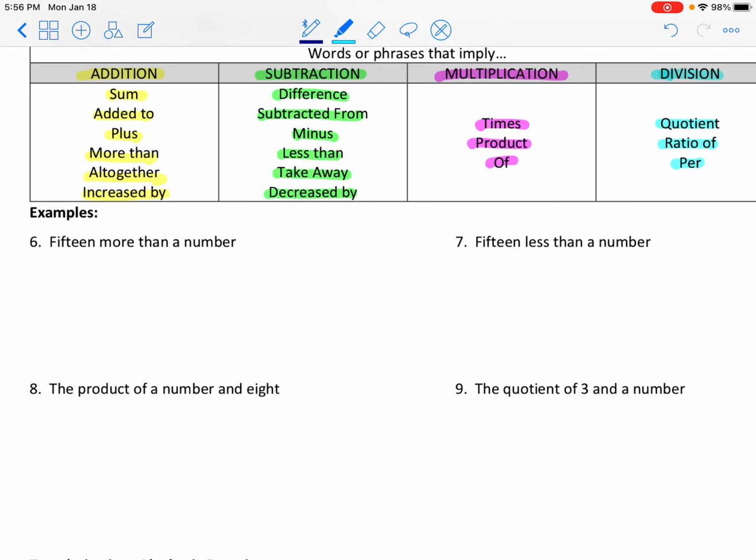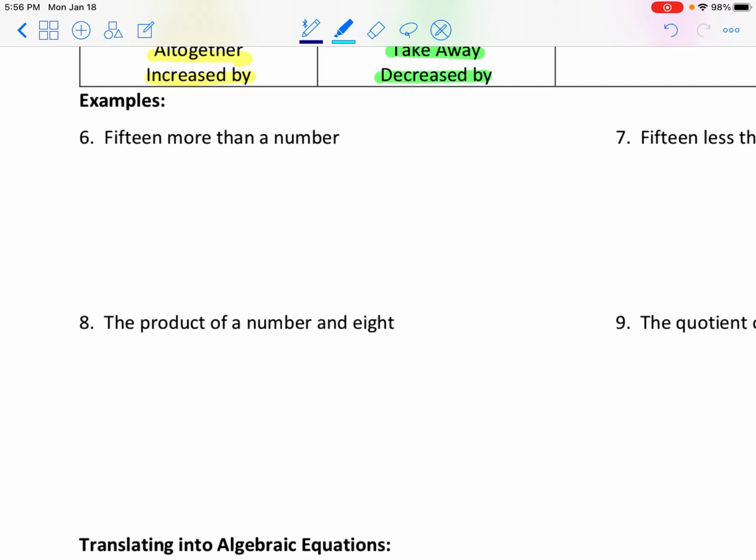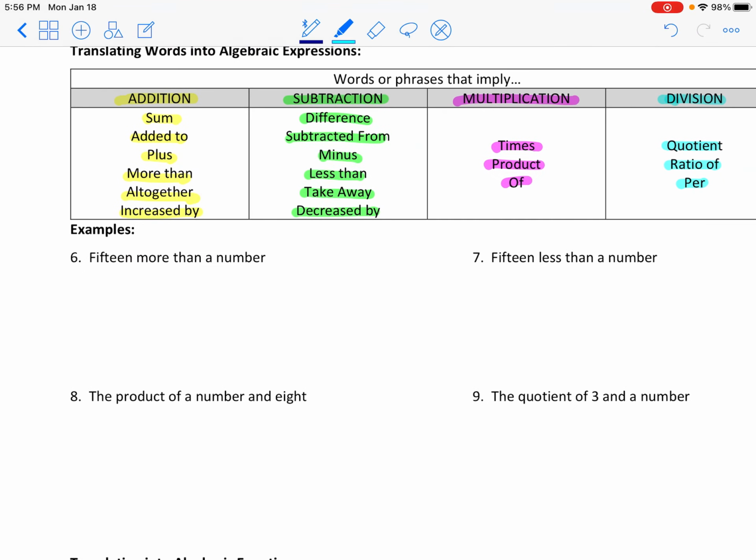Okay, so for example, if you have a problem that tells you to translate 15 more than a number, well, 15 is obviously the number 15. More than translates into add to, and then a number. Well, if we don't know what our number is, then we're going to call that number some variable, and I'm just going to use n. Although if you wanted to use any other variable, it would be totally fine. So 15 more than a number means add 15 to a number.